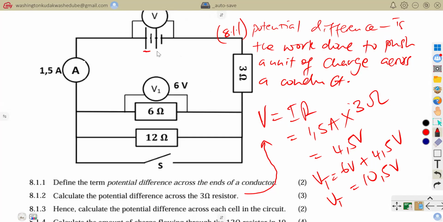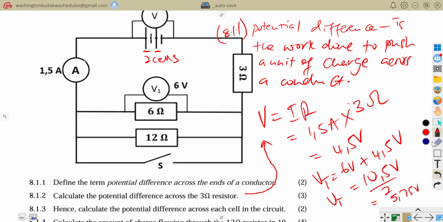So here we have got one cell and two cells. So these ones, there are two cells. But they said potential difference across each cell. So we need to divide this by 2. So that at the end, we are going to find what? Our potential difference is going to be equal to 5.75 volts. If we divide 10.5 by 2, you are supposed to get 5.75. That is the total potential difference across there.